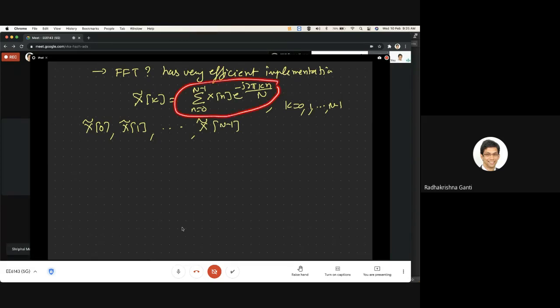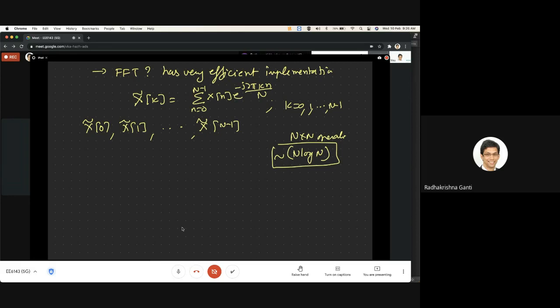To do each of these operations, you require N complex multiplications and one summation. So to get all these N values, you require N into N, that is N square operations, if you do it in a naive manner. There are very efficient algorithms which can do this operation in N log N, which is approximately linear in N. So computers can do FFTs extremely fast. That's one of the reasons why FFTs are very, very popular. Just remember this: the time complexity of computing an FFT is N log N and not N square.